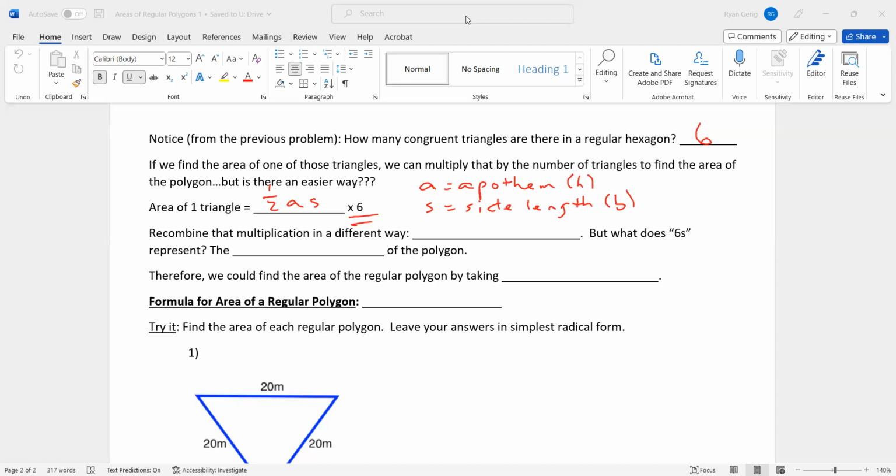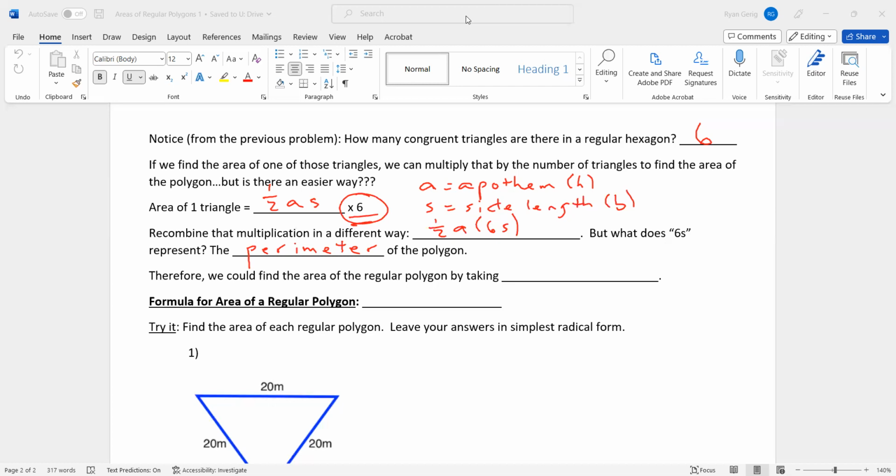I'm going to recombine that multiplication. So I've got 1/2 times A times S times 6. I'm going to recombine that to 1/2 A, but I'm going to lump 6 and S together. So 6 times S, where S is a side length. What does 6S represent? Well, if it's a hexagon, 6 times S gives me the perimeter. Now you might be thinking, well, what happens if we have a different shape? Does it still work? Well, yes, because we would not multiply by 6 then. If it was an octagon, we'd multiply by 8, and then you would have 8S, which would be the perimeter of an octagon.